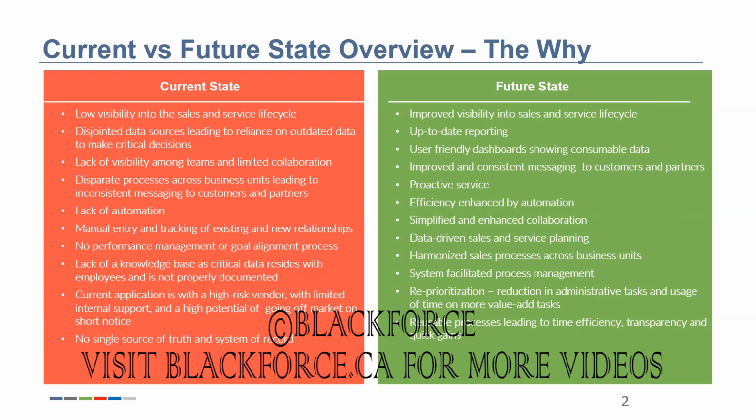The different systems that the different business units within the organization are using are making the messaging that we're sharing with our customers inconsistent, because some of the systems are more up to date than others. We do not have any form of automation today, and consequently, we're not able to leverage some of the opportunities in the industry. Today, we do a lot of manual entry, and our methods of tracking existing and new relationships are very inefficient.